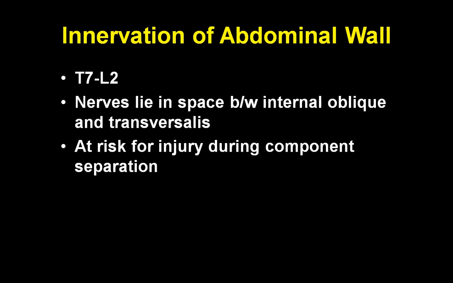Now, innervation of the abdominal wall is from T7 to L2. Nerves lie in the space between the internal oblique and the transversalis, and it is a risk of injury during component separation.